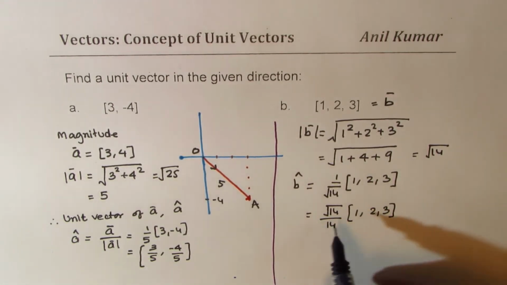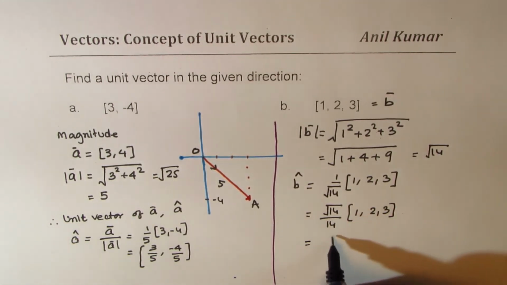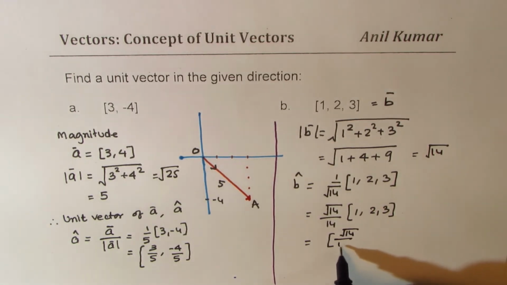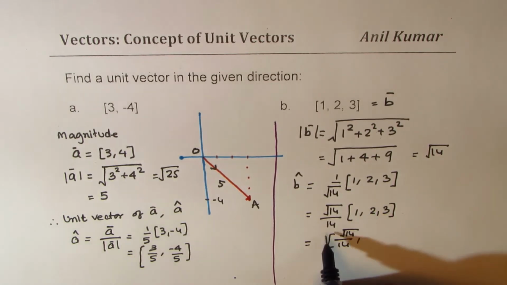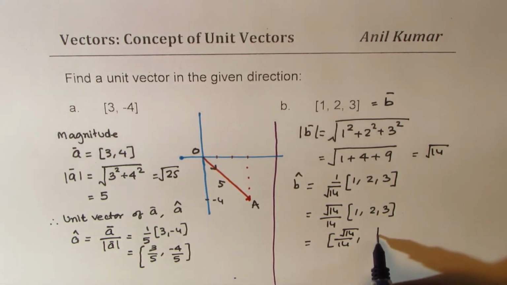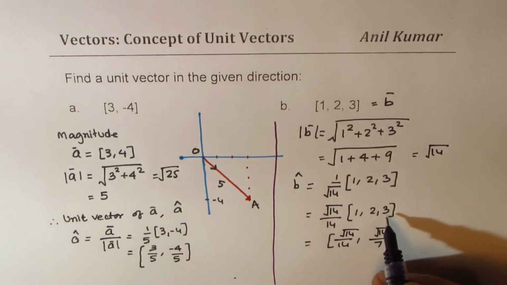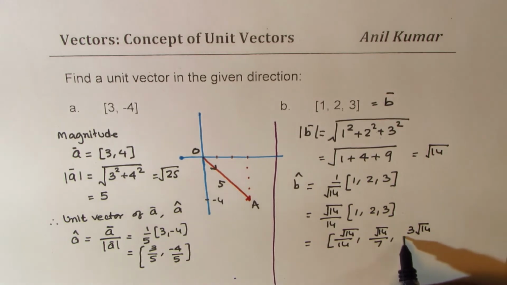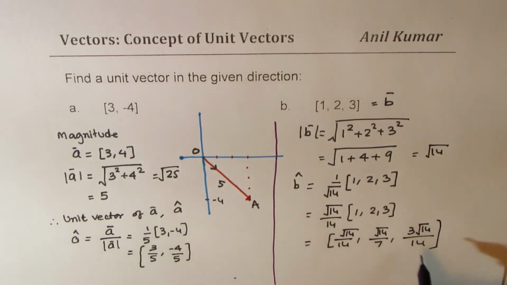Perfect. So if you write like this, in that case the answer could be square root of 14 over 14. If you multiply by 2, I could simplify this a bit. So we could write this as square root of 14 over 7. And here I could write this as 3 square root 14 over 14. So that becomes the unit vector in the given direction 1, 2, 3.